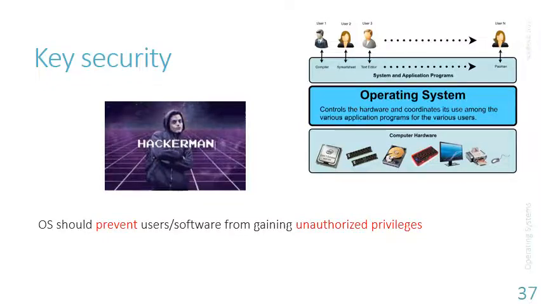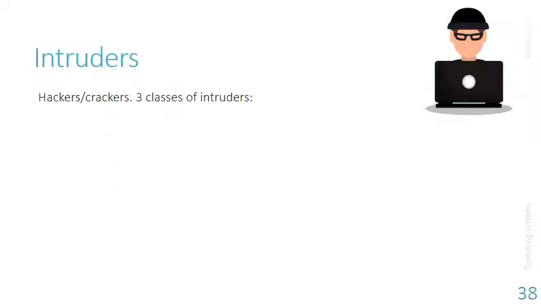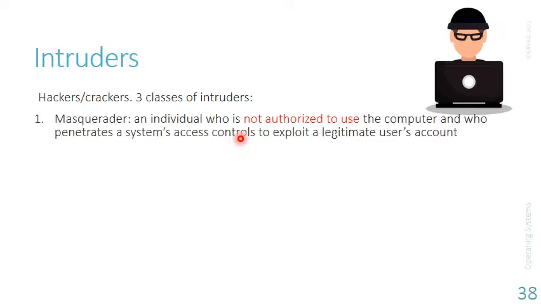So let me just give you a taste of that. Intruders, also known as hackers, crackers, whatever, I'm going to call them intruders for today in this video, can be seen in three classes. The first one is someone who has nothing to do with the computer, so it's not even a legitimate user, and can gain access to that computer by hook or by crook, by some method, right? So a masquerader, an individual who is not authorized, will succeed in penetrating the system to be able to exploit maybe some data or information on a legitimate user account.